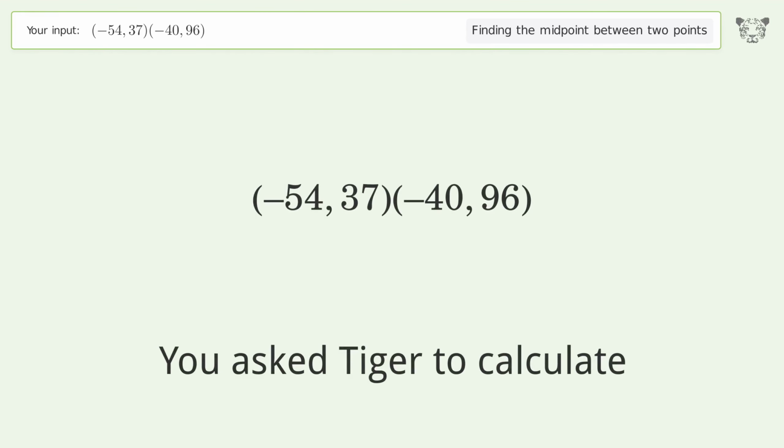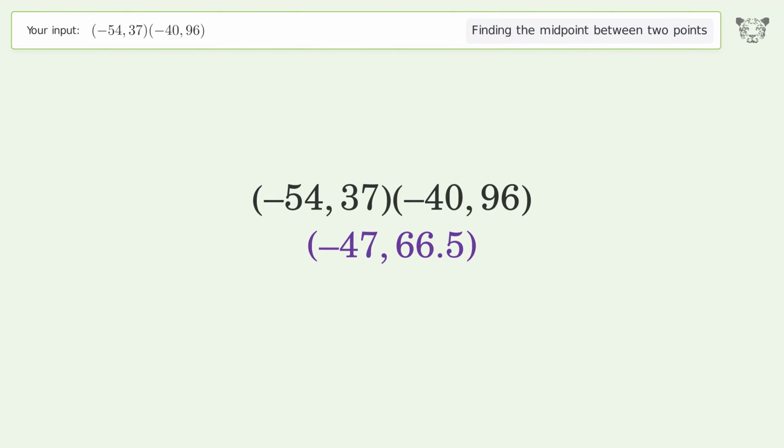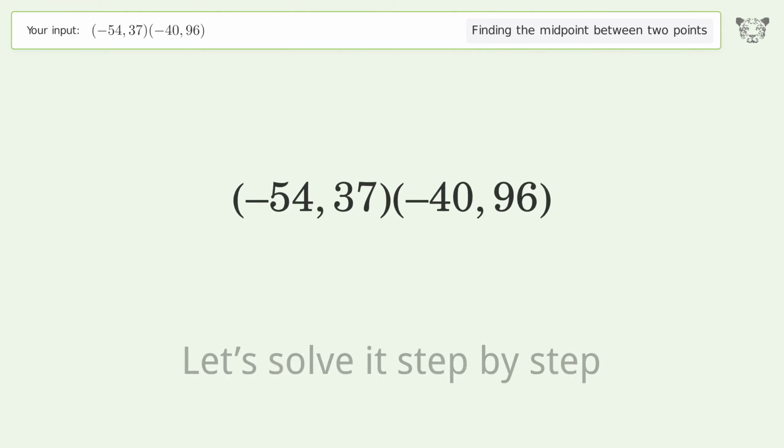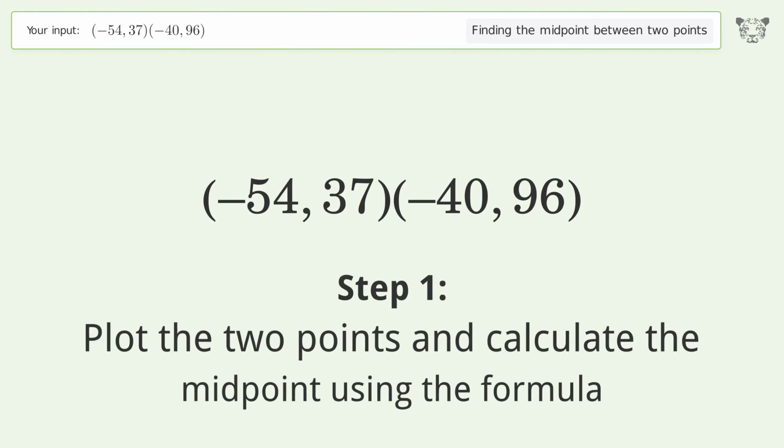You ask Tiger to calculate. This deals with finding the midpoint between 2 points. The midpoint between the 2 points is (-47, 66.5). Let's solve it step by step. Plot the 2 points and calculate the midpoint using the formula.